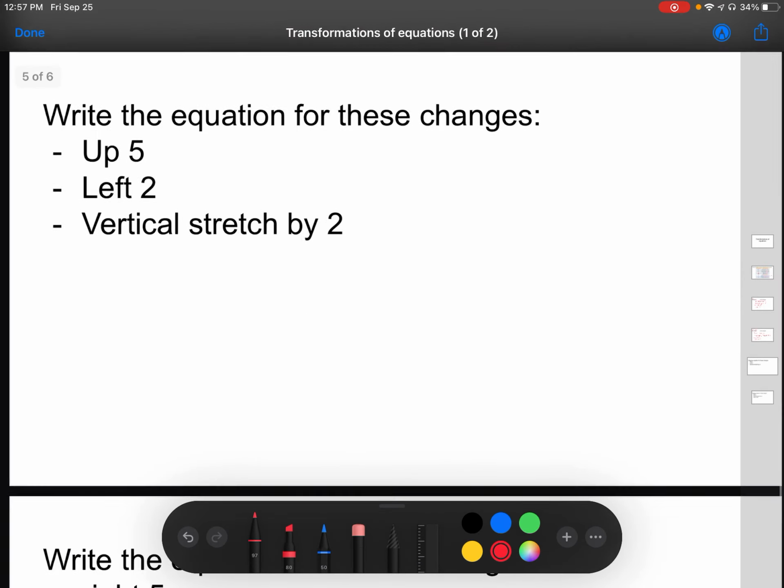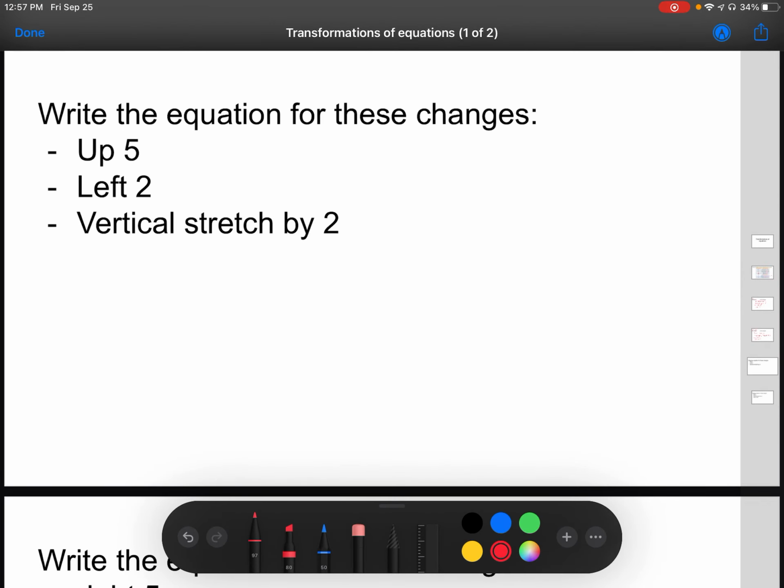All right. And then this time we're going to go the other way. So here's the list. We're going to write the equation. We know there's going to be an x in here, so we're going to add these things in where they go. Up 5, that would put plus 5 on the end. Left 2 would put a plus 2 on the inside.